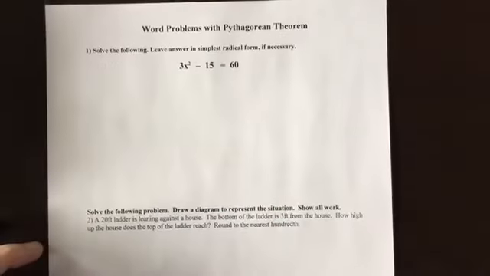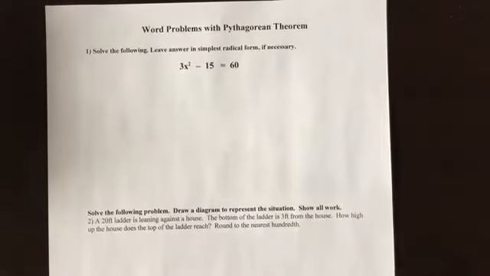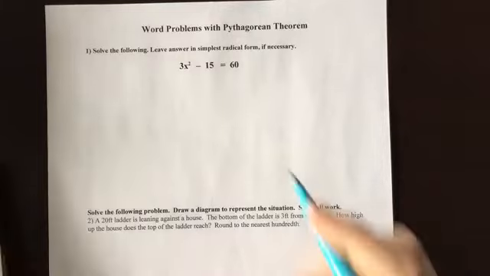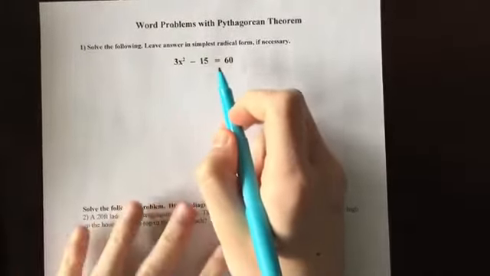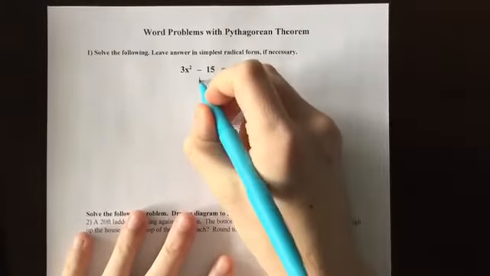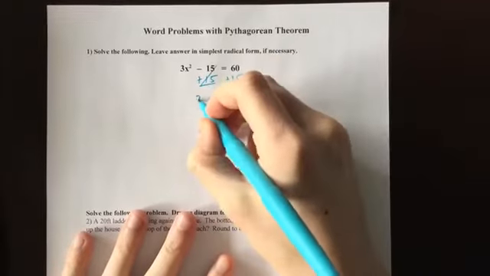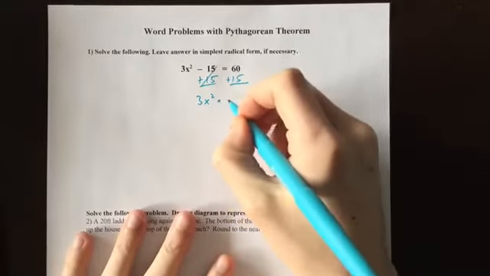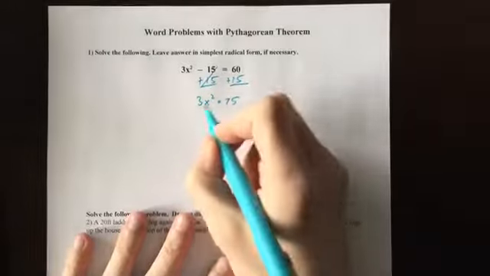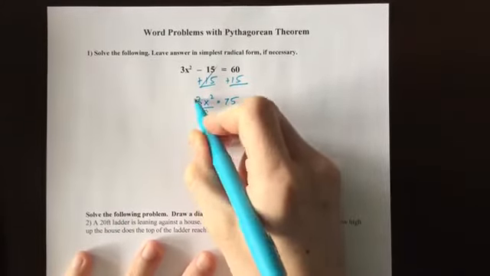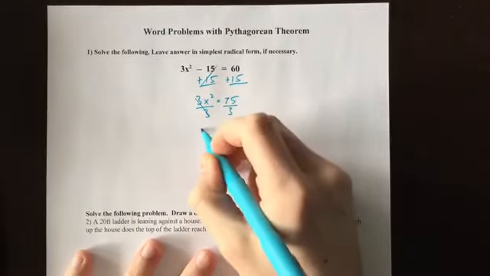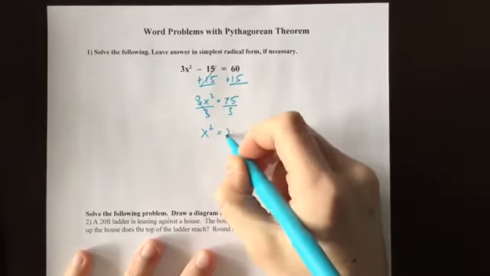Here we are on page 18 in our booklet, and we're going to start by just solving an algebraic equation, and we're going to leave our answer in simplest radical form if we need to. Okay, so we're solving for x. We're first going to isolate that variable term by adding 15 to both sides. So we have 3x squared equals 75. Then we'll divide both sides by 3. So we get x squared equals 25.